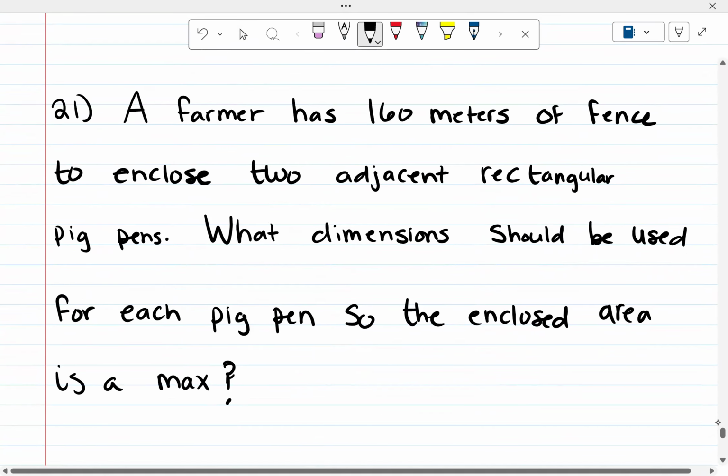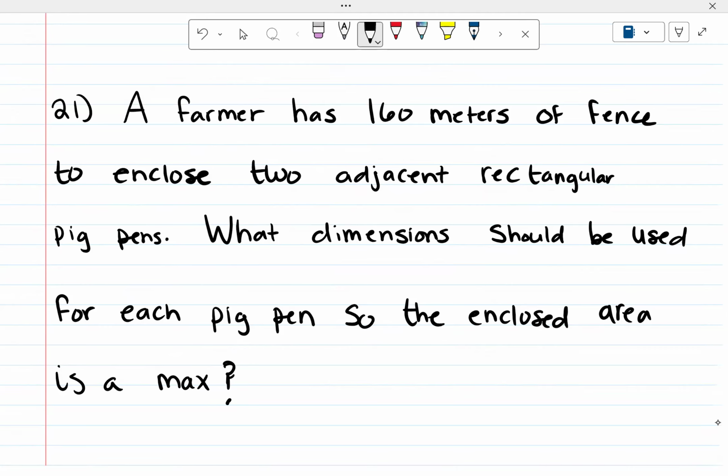Okay, 21 says a farmer has 160 meters of fence to enclose two adjacent rectangular pig pens. What dimension should be used for each pig pen so that the enclosed area is a max? So a farmer has exactly 160 meters of fence to enclose, and it's somehow made into two pig pens. What dimension should be used for each pig pen so the enclosed area is a max?